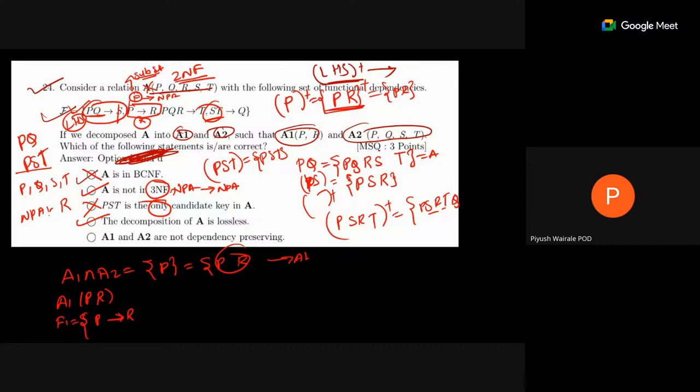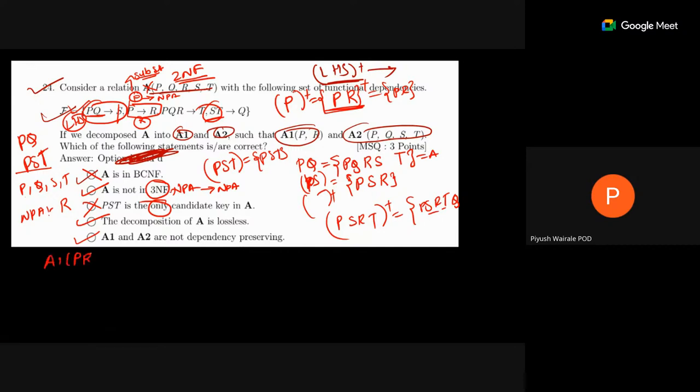Now for dependency preservation, how to check whether A1 and A2 are dependency preserving? So first, write down the decomposed relation and whatever the applicable functional dependencies are. So for A1, we have PR, F1, I can get P determines R. Can I get R determines P here if I take the closure of R based on this? No, right? So this is not correct. Only P determines R is there.